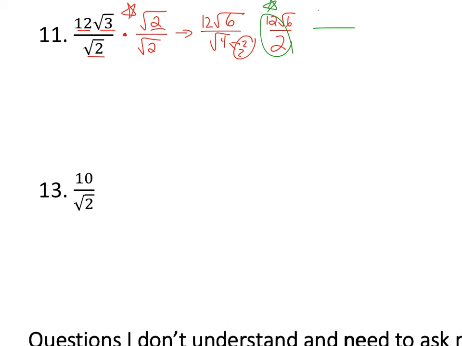The 12 divided by 2 gives you a 6, and then you still have the square root of 6 on the top, so there is your exact answer. When you simplify that with your decimal, you get 14.697 as your final answer on number 11.